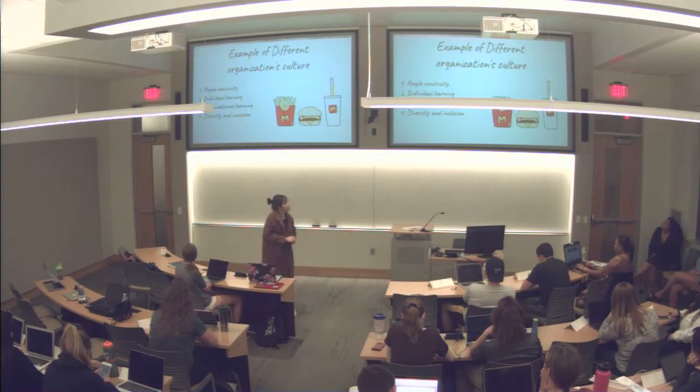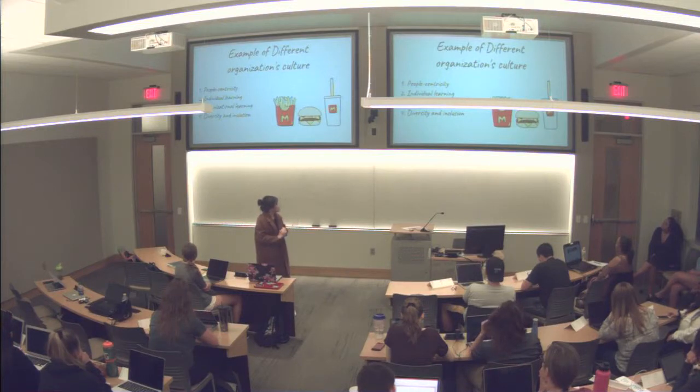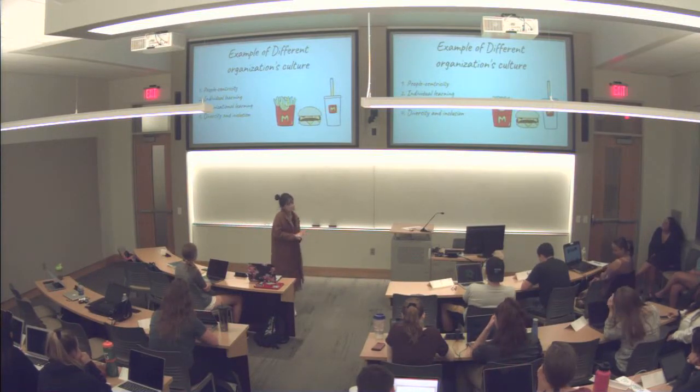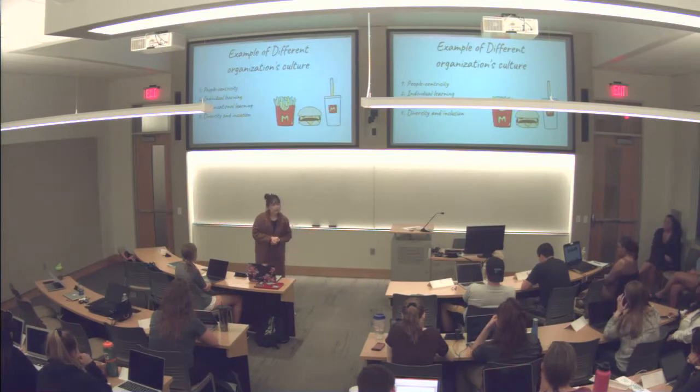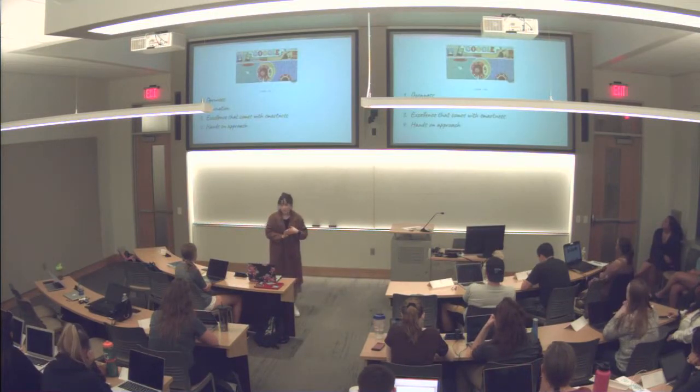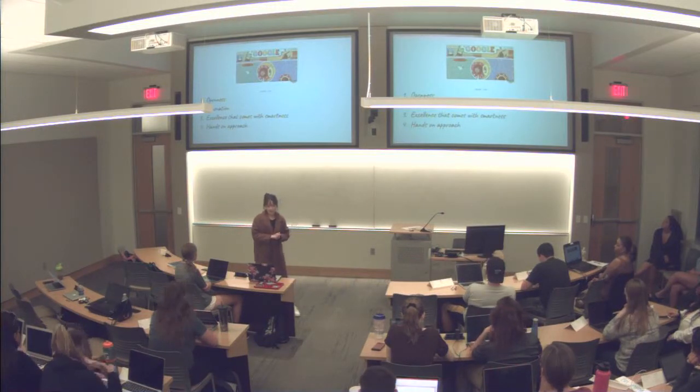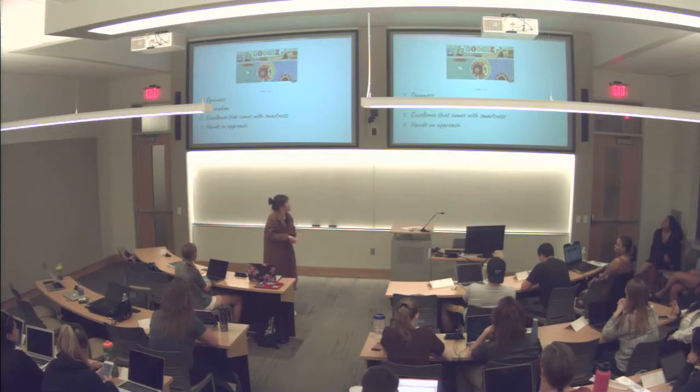The first one would be McDonald's. McDonald's organization culture cares about people-centricity, individual learning, organization learning, and diversity and inclusion. And the second one would be Google. Google's organization culture is more like openness and innovation, excellence that comes with smartness and a hands-on approach.